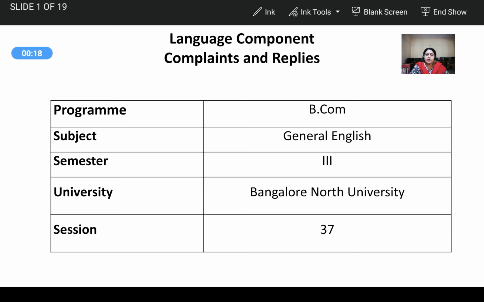The language component after the lesson pertains to letter writing, and the two different types of letters in this session that will be dealt with are the complaint letter and writing a reply to a complaint letter. This language component is prescribed for 3rd semester BCom General English, Bengaluru North University. I am Nandana NG, Assistant Professor of English, Government First Grade College, Bagepalli.